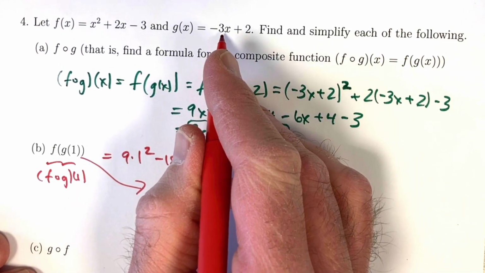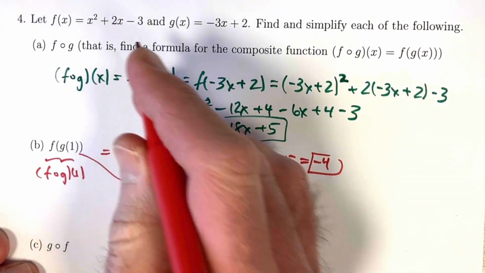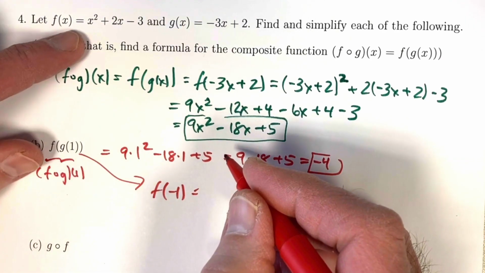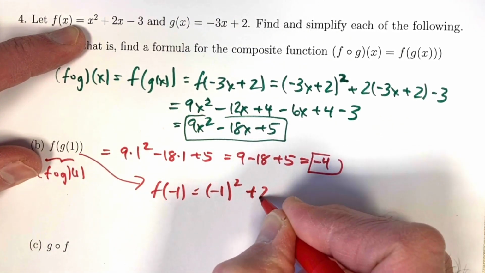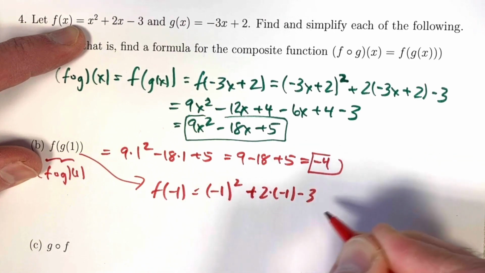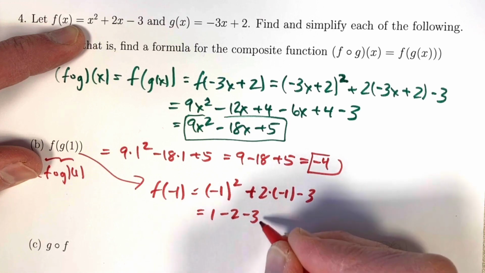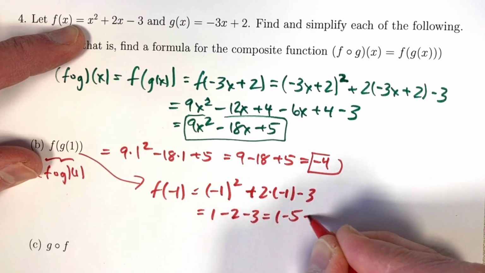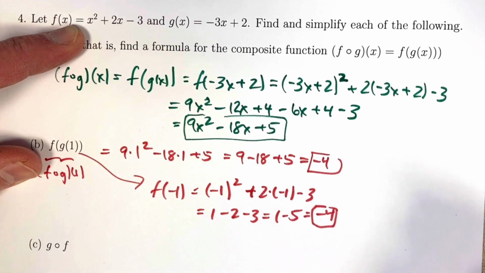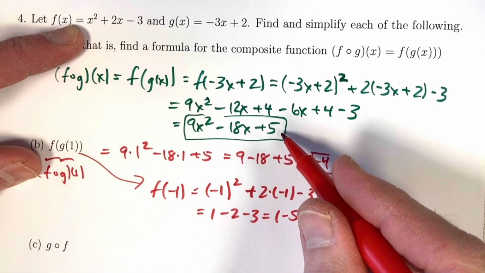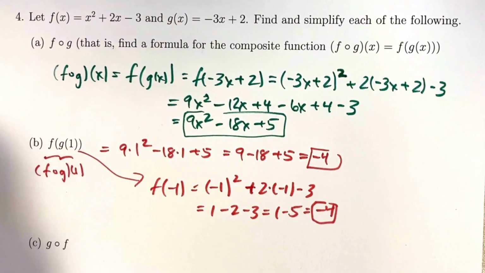G of 1, plug in 1 here, is negative 3 plus 2 is negative 1. And then what is f of negative 1? Go up here, replace x with negative 1. Negative 1 squared plus 2 times negative 1 minus 3 becomes 1 minus 2 minus 3. 1 minus 5, which is negative 4. We do get the same answer, though you see it happens in a different way. This using the simplified formula up here, this doing it step by step. It's good to see that you get the same thing.